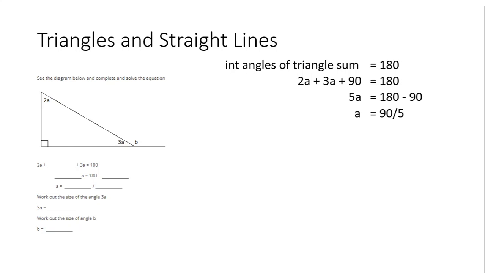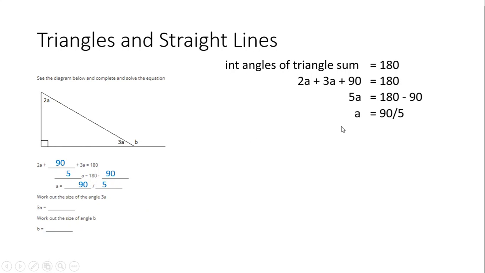So 2A plus something plus 3A equals 180. That something must have been the 90. Next, I've grouped my 2A and my 3A together, so the number in front of the A should be 5A. And over here, I've taken my 90 to the other side, so it's going to be minus 90. And finally, to get A by itself, I got rid of that 5. It was multiplying the A, so I divided it. So here I've got 90, because 180 minus the 90 is 90, and I'm dividing by the 5.